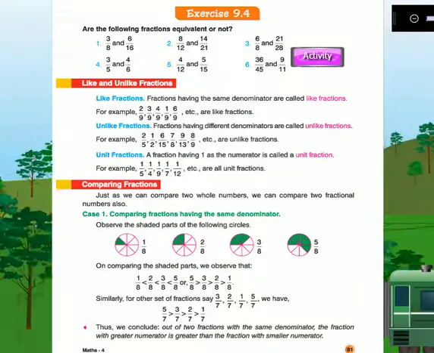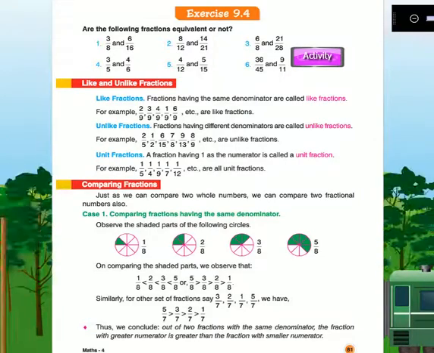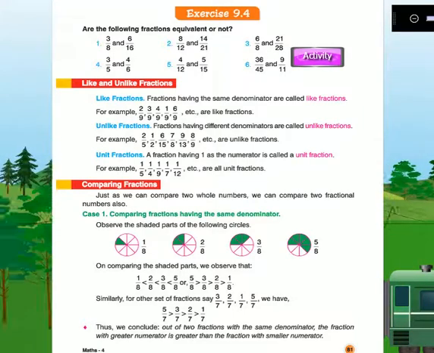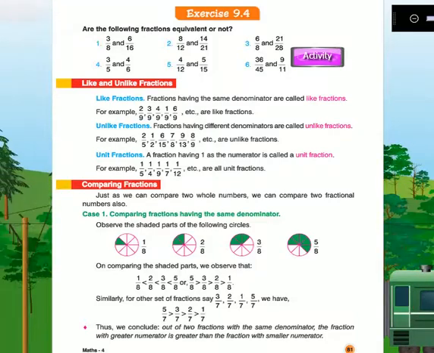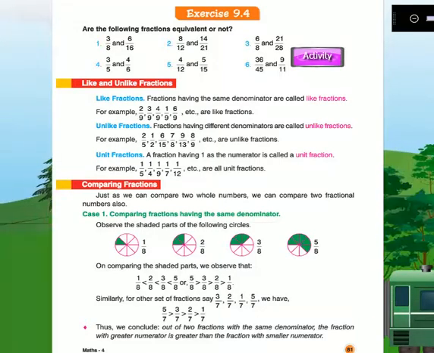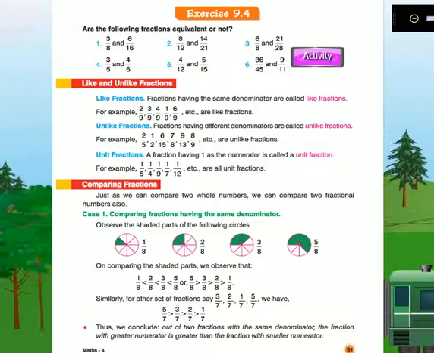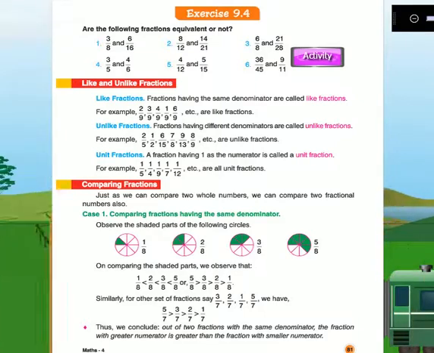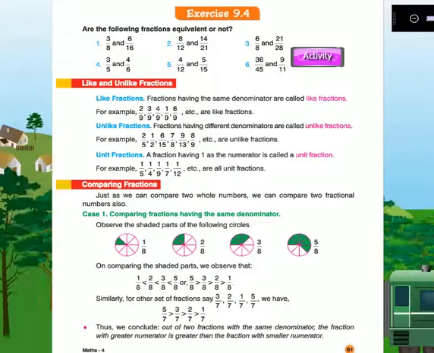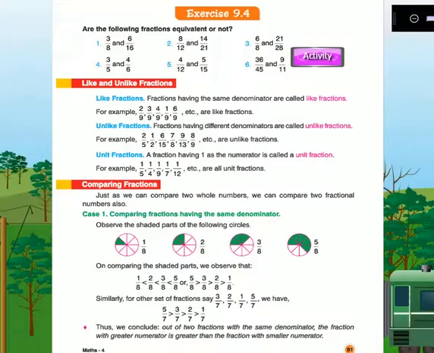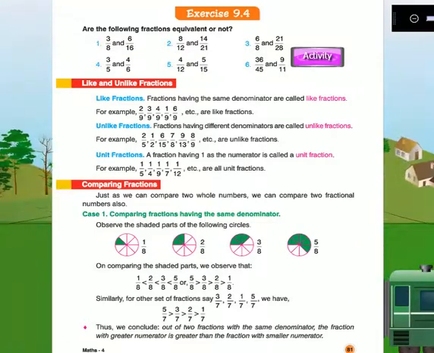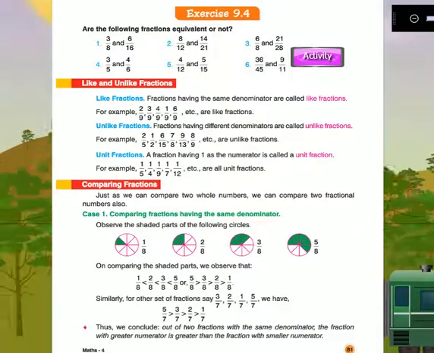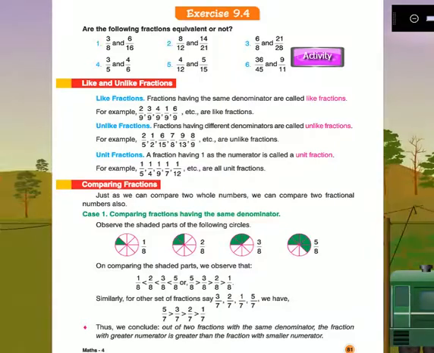Case 1. Comparing fractions having the same denominator. Observe the shaded parts of the following circles. On comparing the shaded parts, we observe that 1 by 8 is less than 2 by 8, which is less than 3 by 8, that is less than 5 by 8. Or 5 by 8 is greater than 3 by 8, which is greater than 2 by 8, which is greater than 1 by 8.